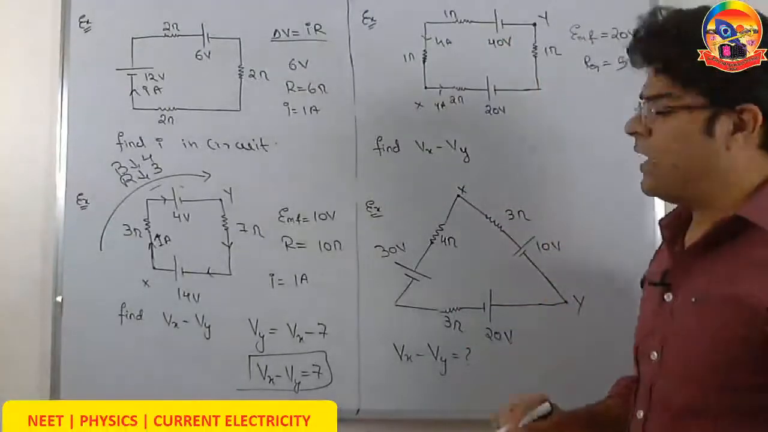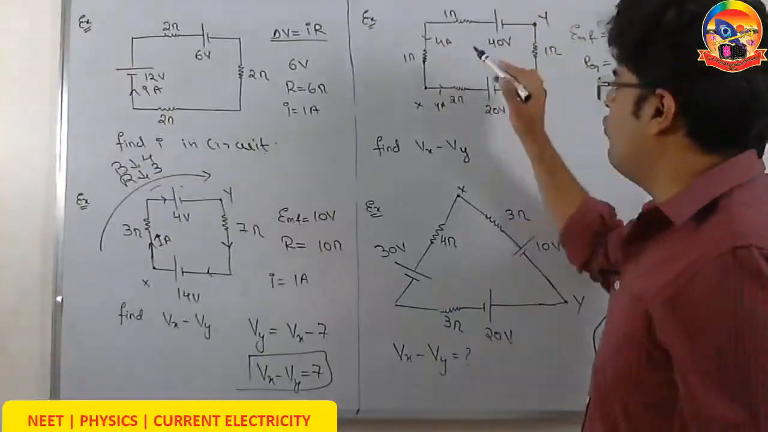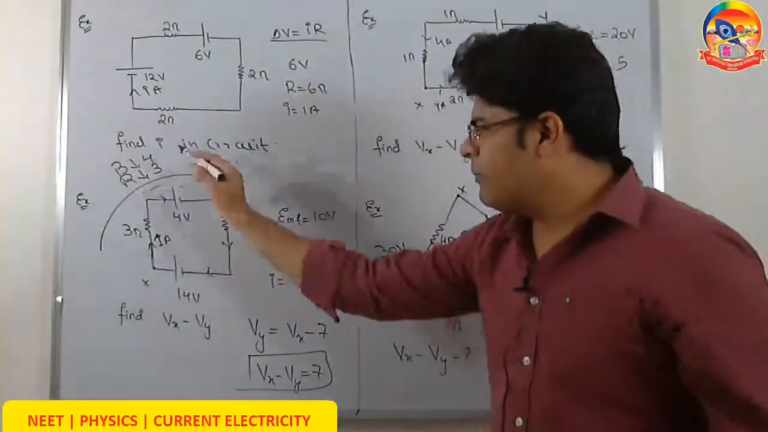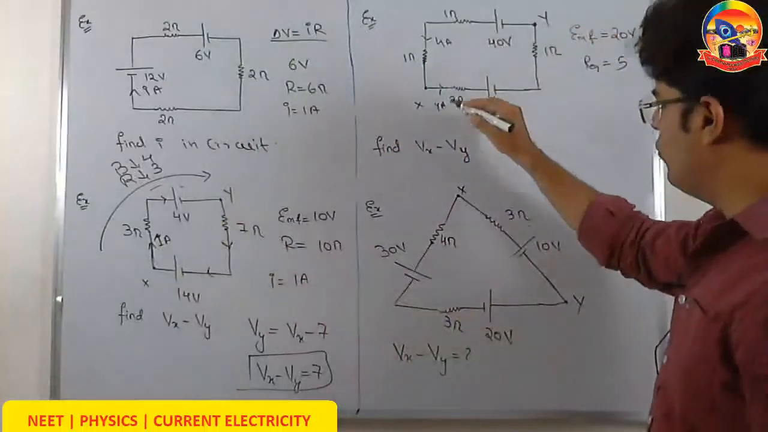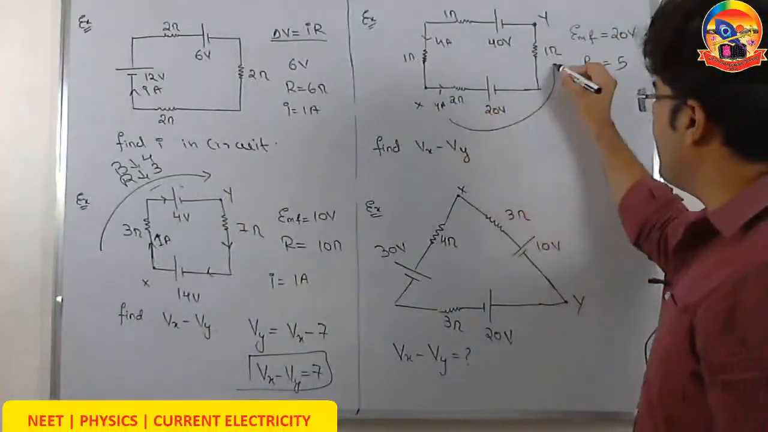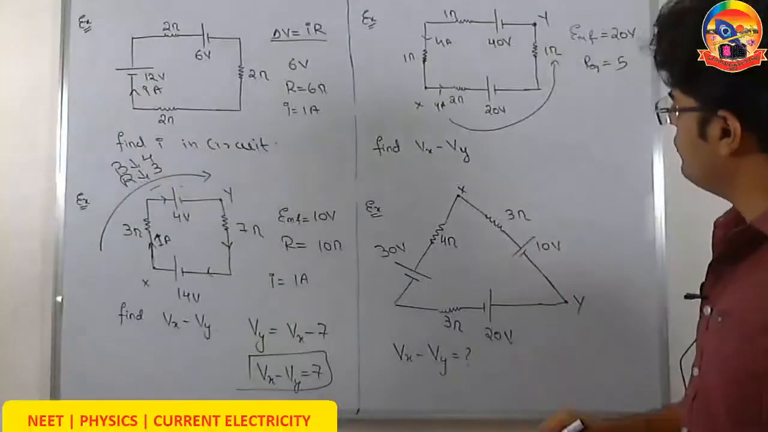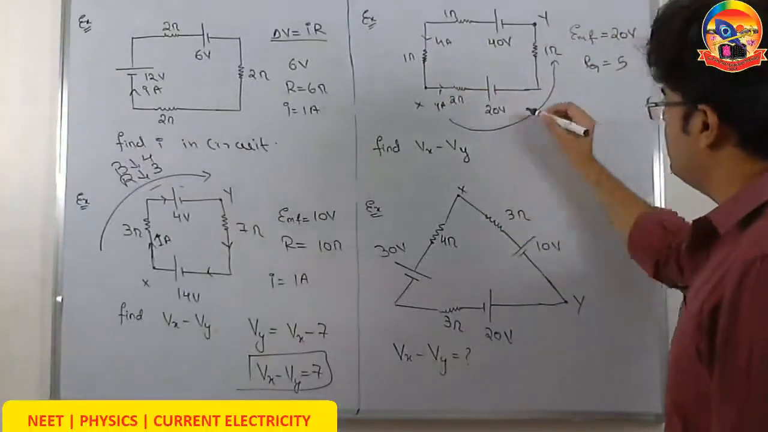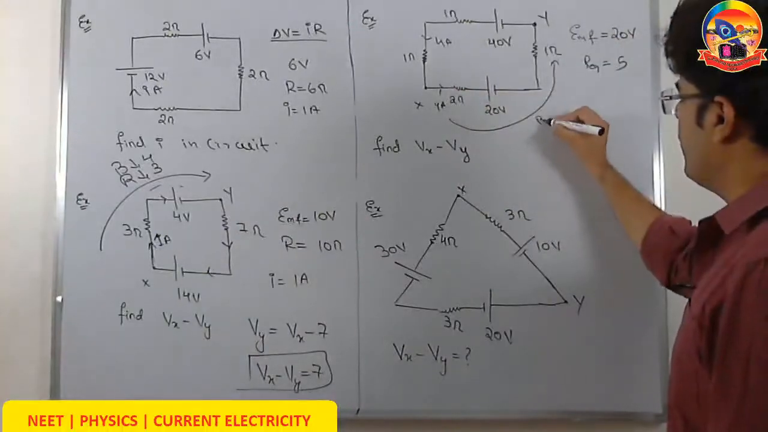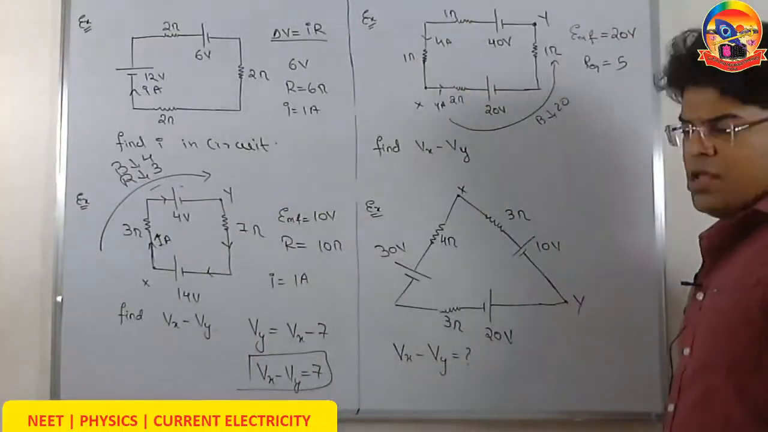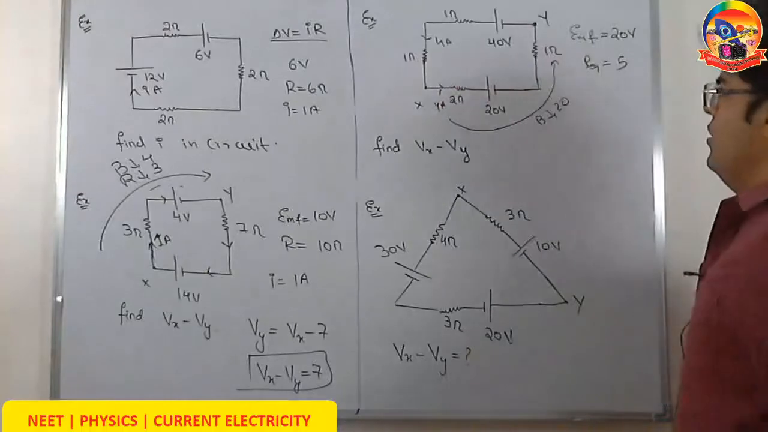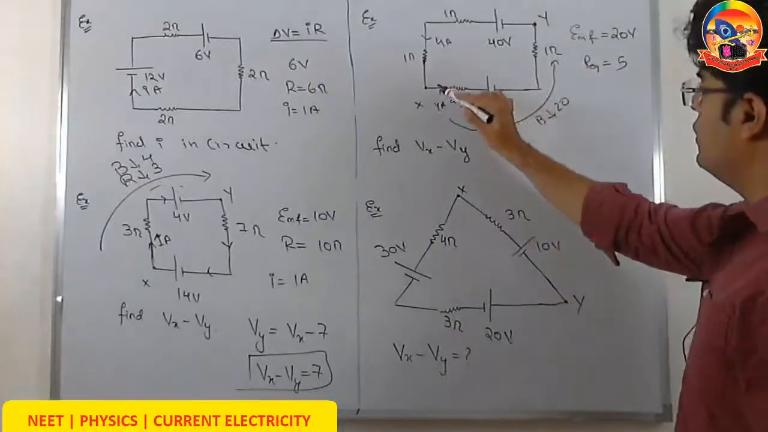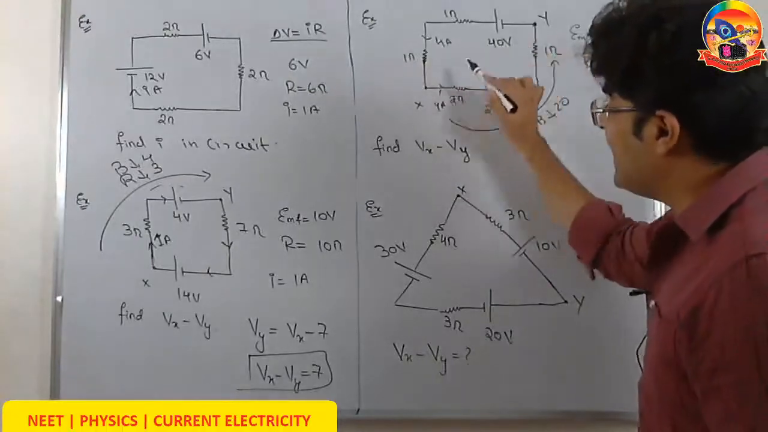I can choose two paths. Either I can go x to y following the upper path, or I can go following the lower path. Last time I chose the upper path, so this time I will explain going through the lower path. If I go from x to y following this lower path, because of this battery, the potential on going to y decreases by 20. Yes, and because of these resistors of 2 ohm plus 1 ohm, effectively 3 ohm, the potential will decrease. You are going in the direction of current.